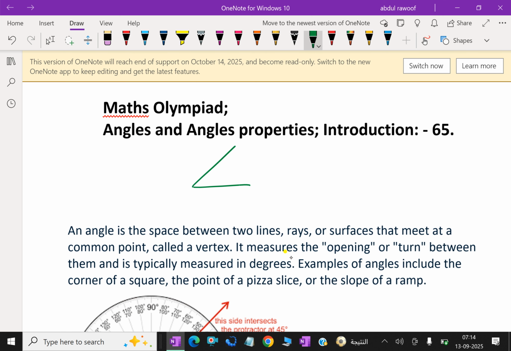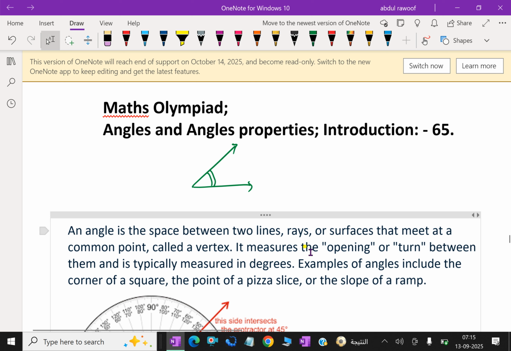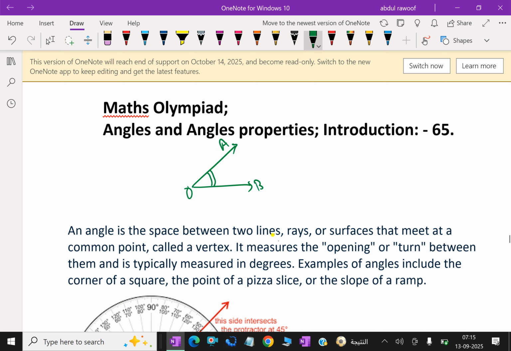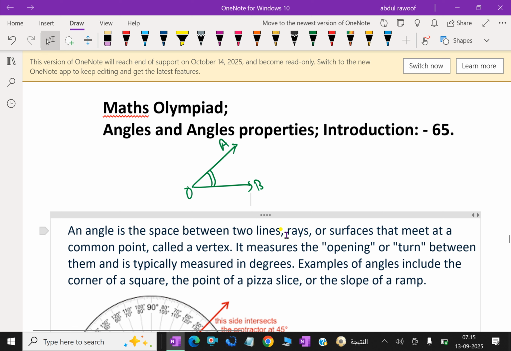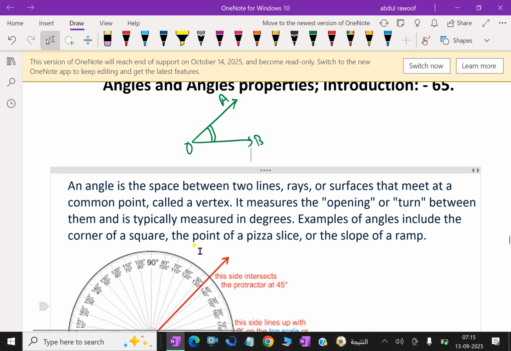Suppose these are two rays that intersect at one point. An angle is made here. This is a vertex. These are rays. Suppose here O is a vertex, and OA and OB are rays. In between, the angle is formed. It measures the opening or turn between them and is typically measured in degrees. Examples of angles include the corner of a square, the point of a pizza slice, or the slope of a ramp.